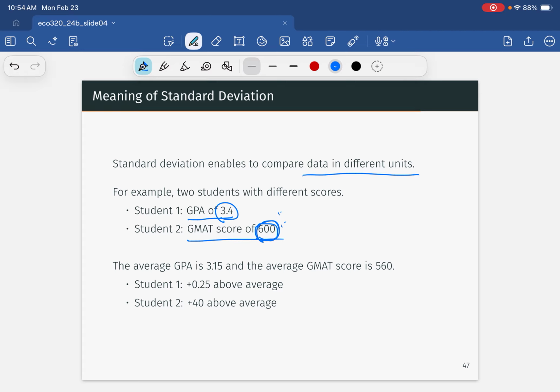So what we are going to do is compare them first with the respective mean. The average GPA is 3.15. Average GMAT is, for example, 560. This is just a numerical example. Compared to their respective mean, the first student is above average, and the second student is also above average, right? What we get, these numbers, are the distance, the deviation. But again, the scales are different. It is 0.25 in GPA, but plus 40 in GMAT, so it doesn't mean anything.